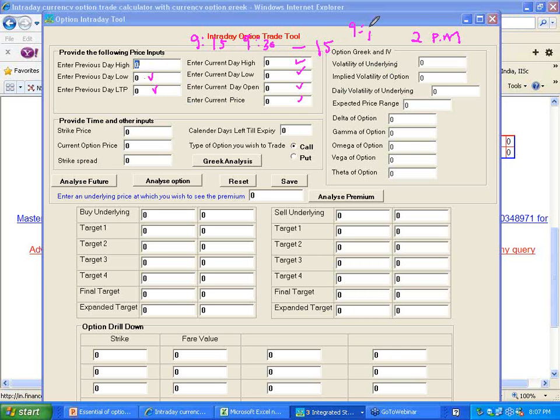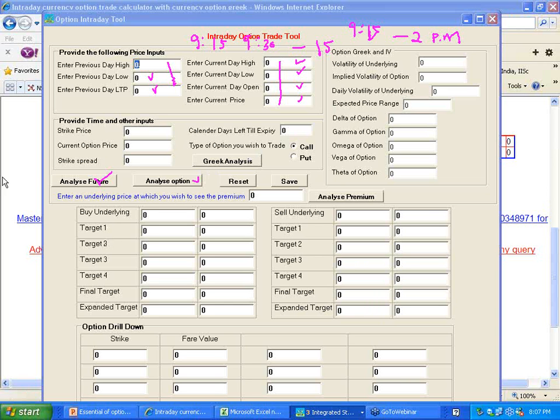9:15 to 2 o'clock, what are the prices? And you have to take the trailing 15 minutes price range. Based on that, you have to analyze the future. Initially, you have to analyze the future, then you have to analyze the options.